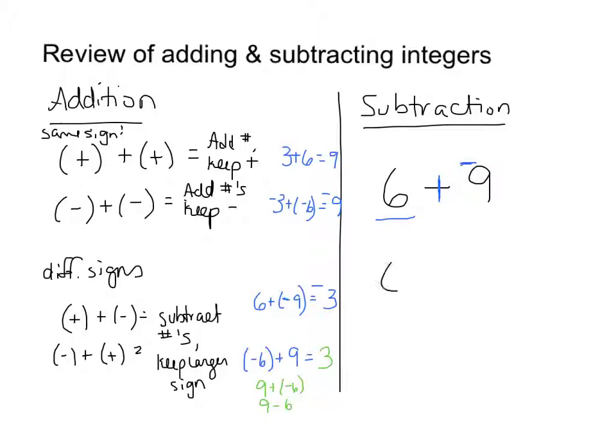If I had 6 minus a negative 9, I would change this middle sign, but I'd also have to change that sign as well. So it would become 6 plus 9, which gives me 15. And the answer to the first is negative 3. So this is basically addition and subtraction.